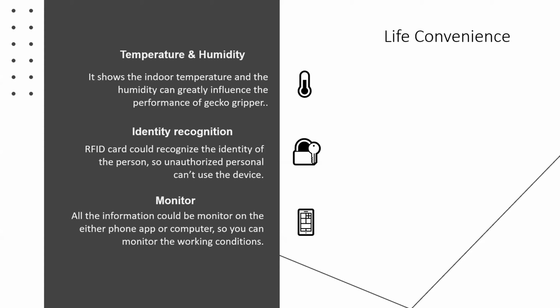And then we would like to have identity recognition using RFID, because when unauthorized personnel are there, we don't want them to use the device. Otherwise, it is going to be chaos. So the last thing we want to do is build a phone app, so we can monitor all the information mentioned above. Through your mobile devices, we can really monitor the working environment and how the entire system works.